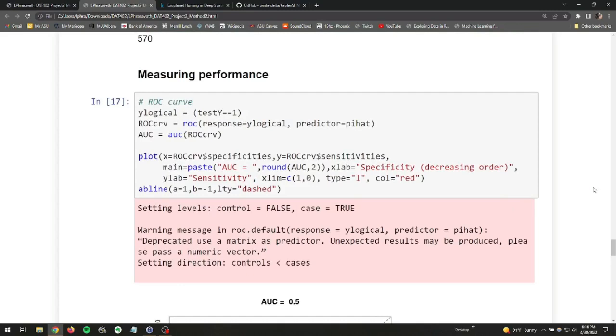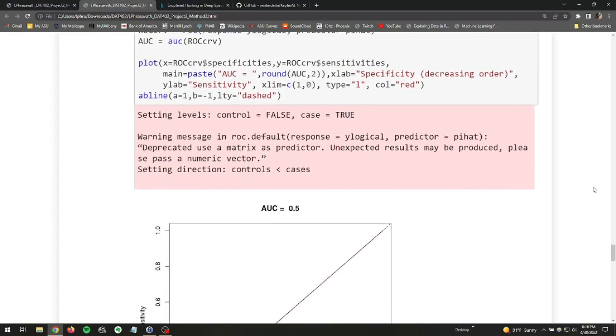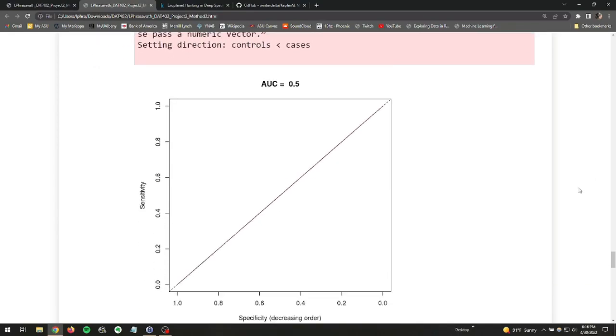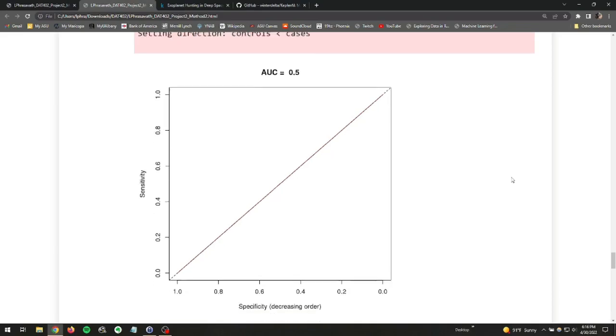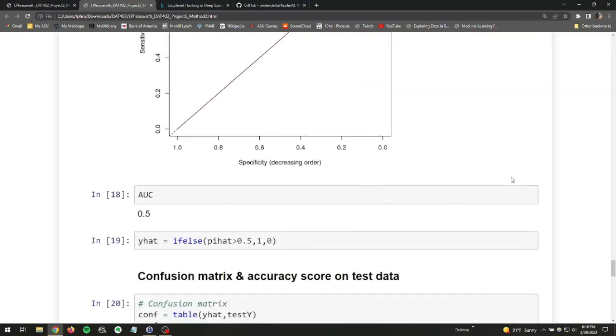To measure the performance of our model, we are doing that with our ROC curve and AUC value. We can see that our curve isn't really looking much like a curve. It is lined right up with our diagonal, and our AUC value is 0.5, which is not ideal since we know that the higher our AUC, the better for our model.